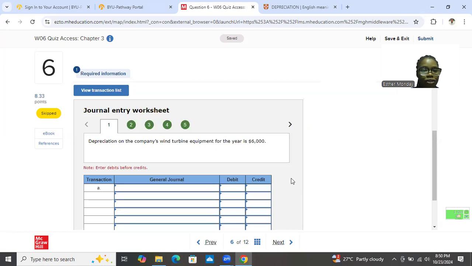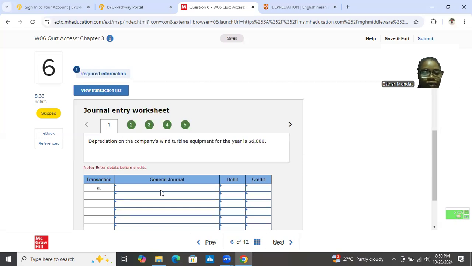The first entry says the depreciation on the company wind turbine equipment for the year is 6,000. Since the depreciation has already been given, there is no need to use straight line depreciation.